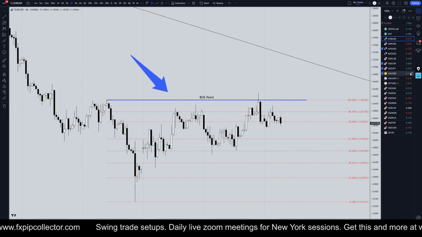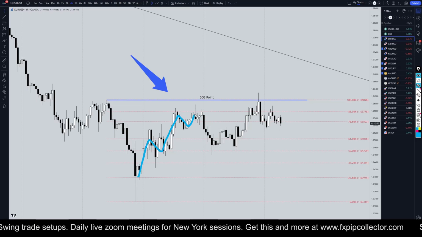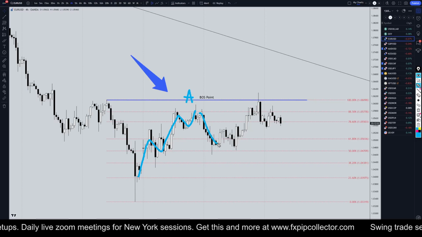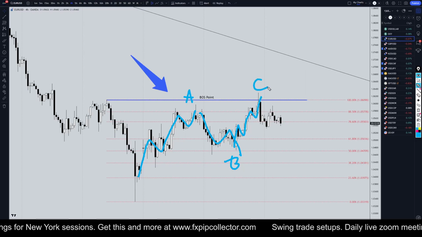Taking it down to the 4 hour time frame. On the 4 hour time frame, I still think this looks like an ABC correction. I mean, it looks like a possible A. It looks like 3 ways down for a B. I still think it looks like possibly 5 ways up for a wave C.